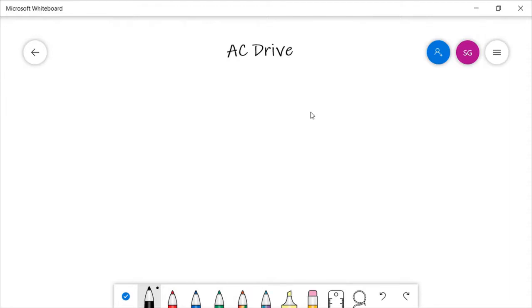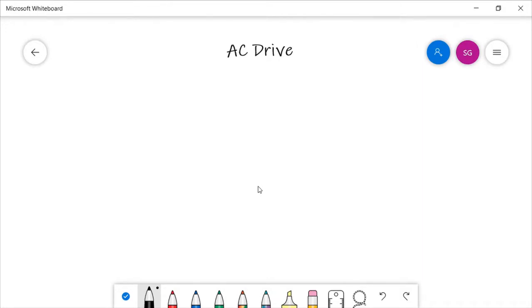Till now we have studied DC drives. Now we need to study AC drive. How are these two different? Let us discuss something about that. What we learned about DC drive: we control the speed of a DC motor, a separately excited DC motor.